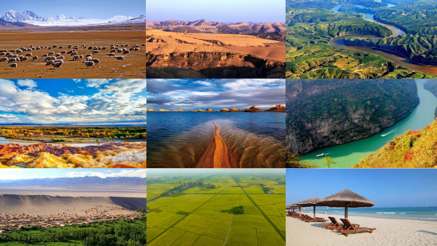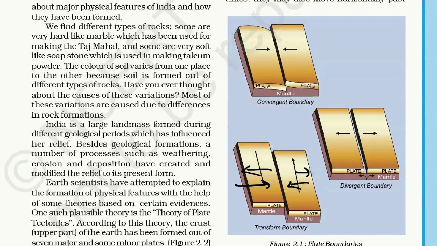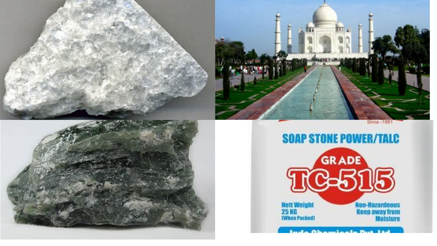You must be wondering how these physical features have been formed. So, we will learn more about the major physical features of India and how they have been formed. Let us know what kind of physical features we have. Basically, we find different types of rocks. Some are very hard, like marble, which has been used for making the Taj Mahal, and some are very soft, like soapstone, which is used in making talcum powder.